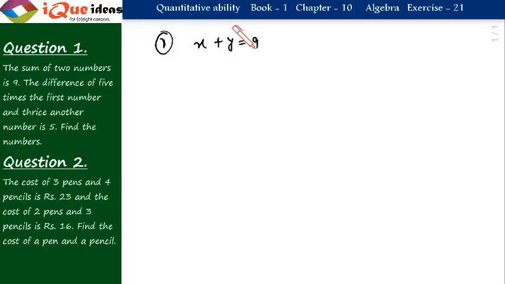The difference of 5 times the first number and thrice another number. So 5 times the first number is 5x, and it says difference, so minus, thrice another number, so 3y is equal to 5. So multiply the first equation by 3. So you get 3x plus 3y is equal to 27. And add the second equation. So 5x minus 3y is equal to 5.